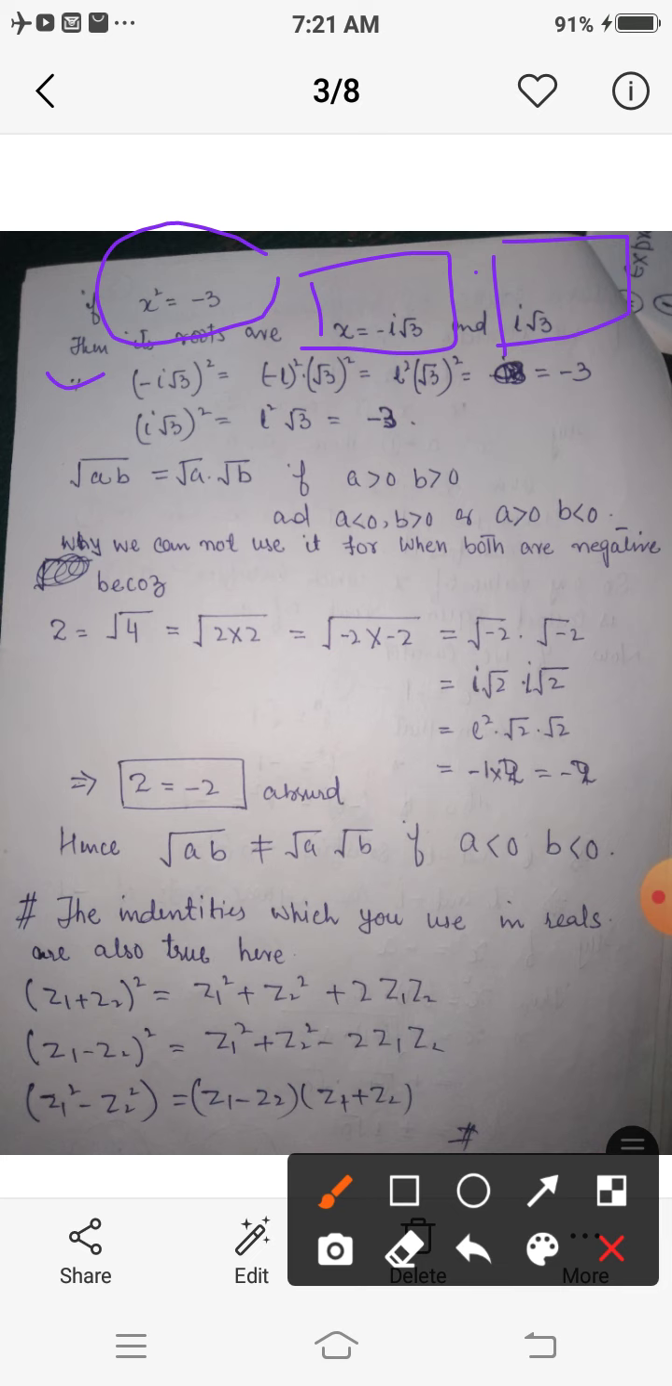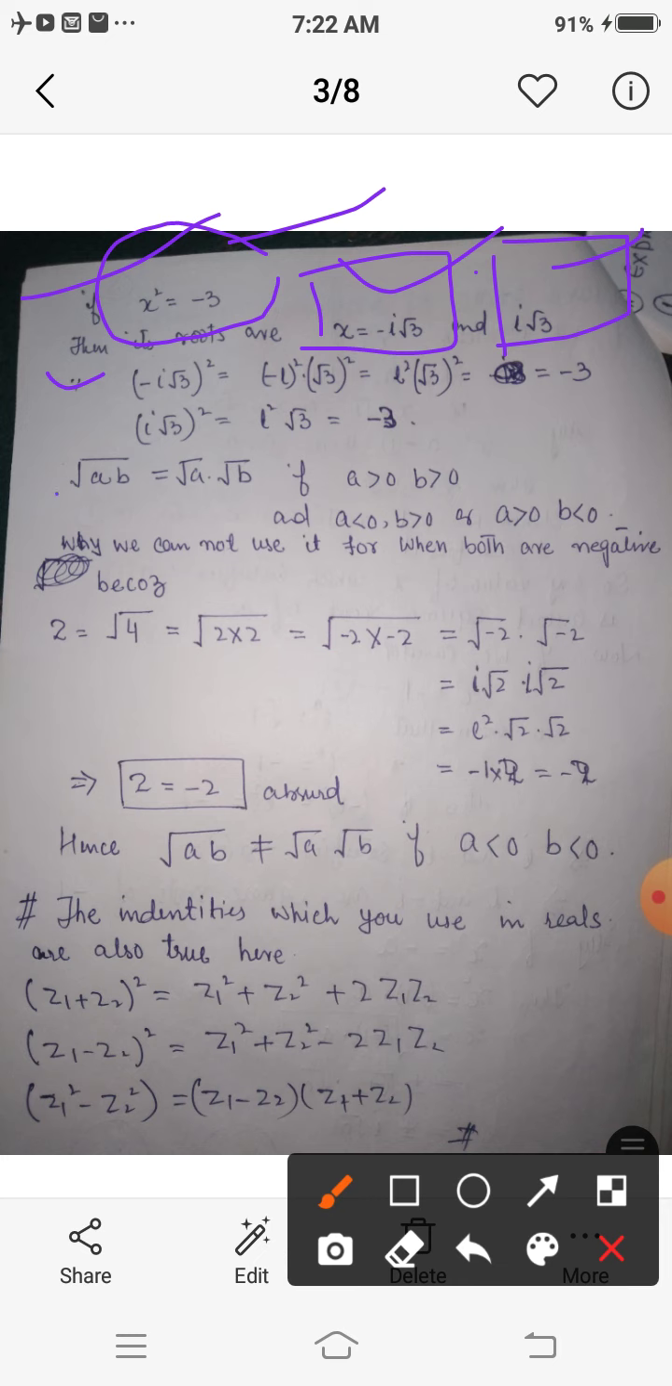This means that it is of the form x square minus 3. That is, this point x equals to minus iota root 3 satisfies the given equation. Similarly, if x equals to iota root 3, on substituting in this equation we get the identity. Hence these are the two square roots of minus 3.